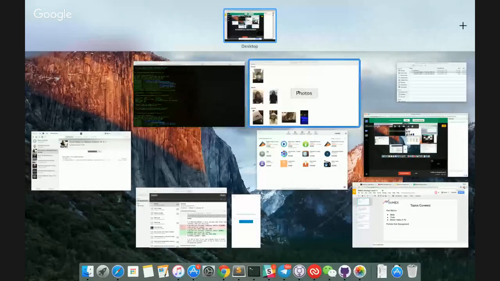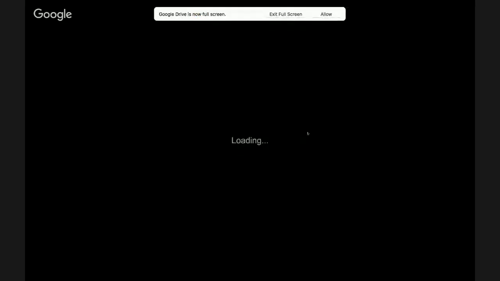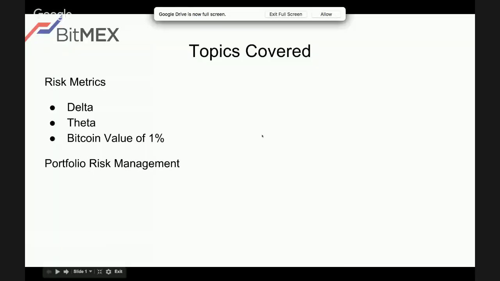So first we'll take a look at the slide deck. So today we're going to cover three risk metrics: delta, theta, and the Bitcoin value of 1%, and then we'll combine all three together and look at a portfolio of futures contracts.